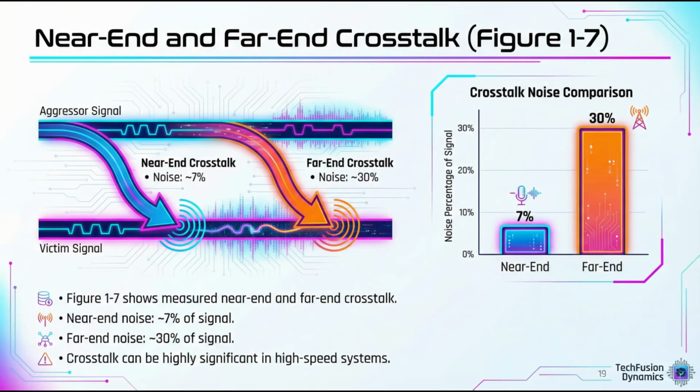Near-end and far-end crosstalk. The figure shows measured near-end and far-end crosstalk. In this example, the near-end noise is about 7% of the signal, while the far-end noise is nearly 30%. This highlights how significant crosstalk can become in high-speed systems.